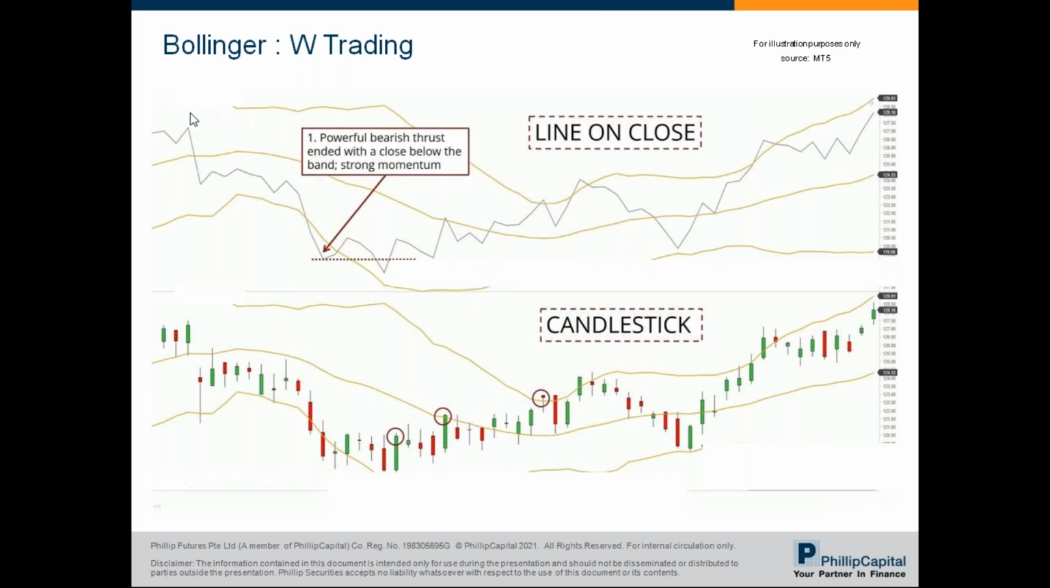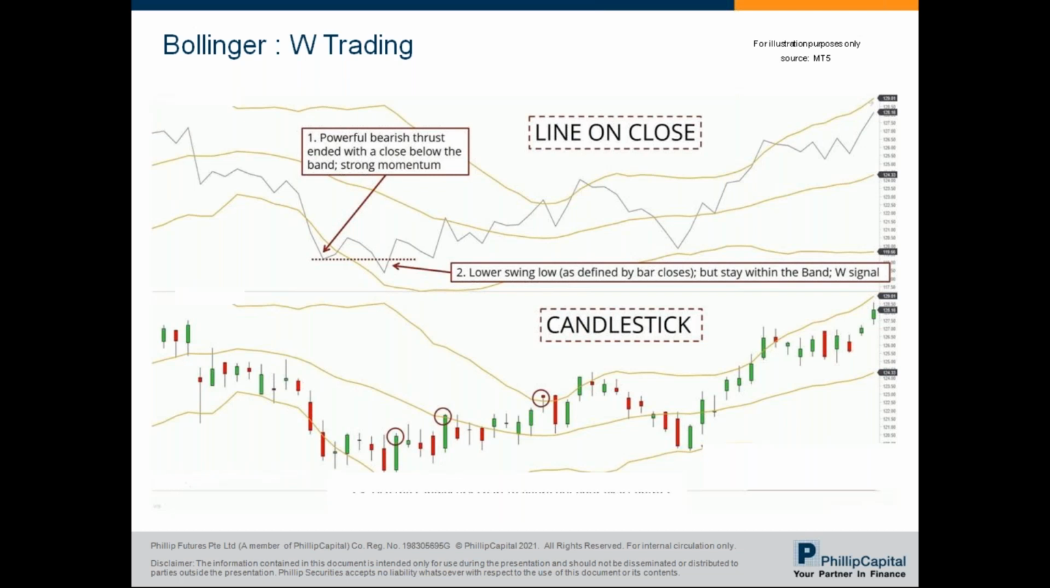This is a powerful sell-down, the bearish thrust. It ended when it went below the lower band, and then prices tried to recover and fell again. The second low itself is within the lower band of the Bollinger Band, so it stays within this band. This is a very strong signal that the sellers have stopped selling, and the buyers are coming to support the market.